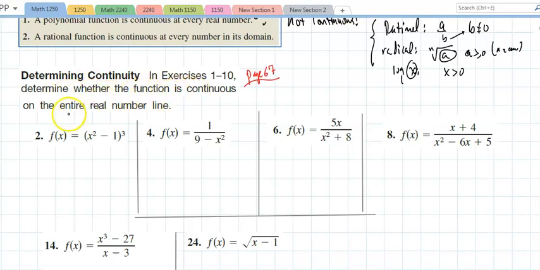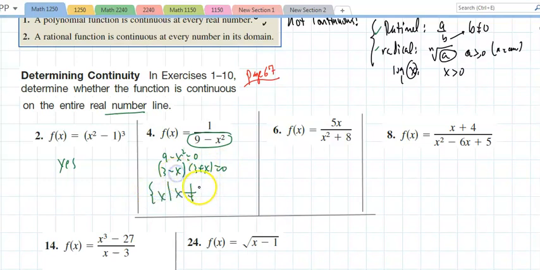Determine whether the function is continuous on the entire number line. This has no radical, no rational, and no log. So this is, yes, continuous on the entire number line. How about this? I see a fraction. The denominator cannot equal 0. Isn't that the domain? So, any x value that you like, you can never have x equaling 3 or negative 3. That's the discontinuity. This function is not continuous at x equal negative 3 or 3.